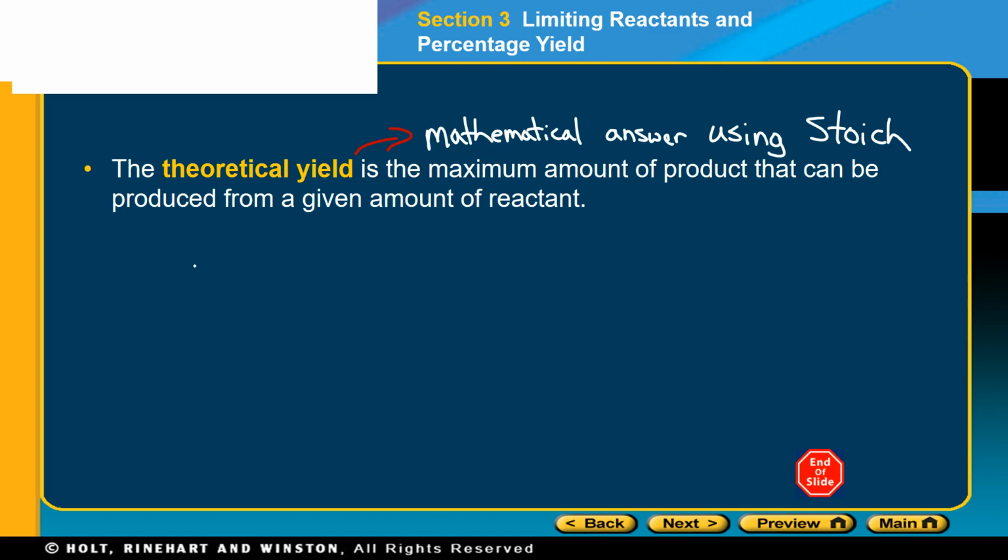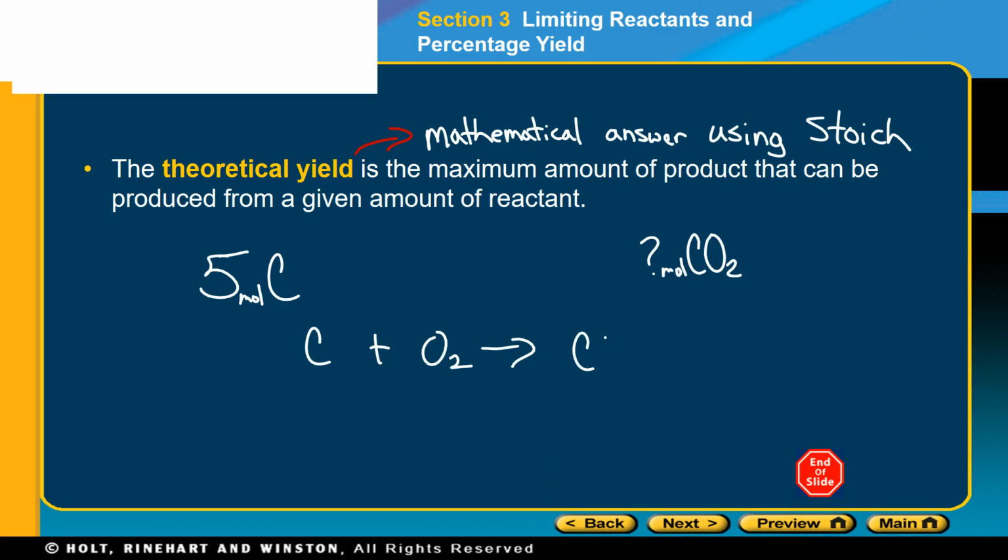So if I had 5 moles of carbon, and I want to know how much CO2 I can produce in moles. And then I had the chemical reaction that we just had before, carbon plus oxygen reacts to form CO2. I could do my little equation, even though we should be able to just see the answer here. But 5 mole of carbon.